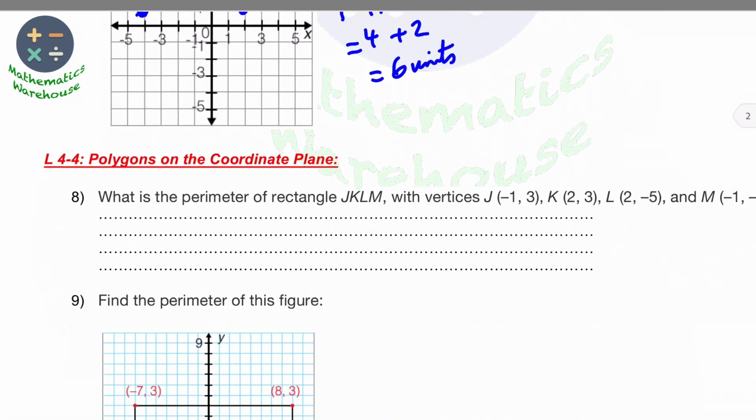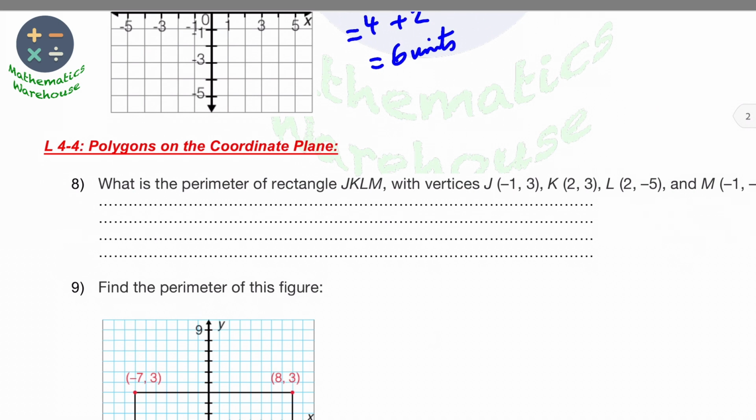Next question. Lesson 4.4. Polygons on the coordinate plane.